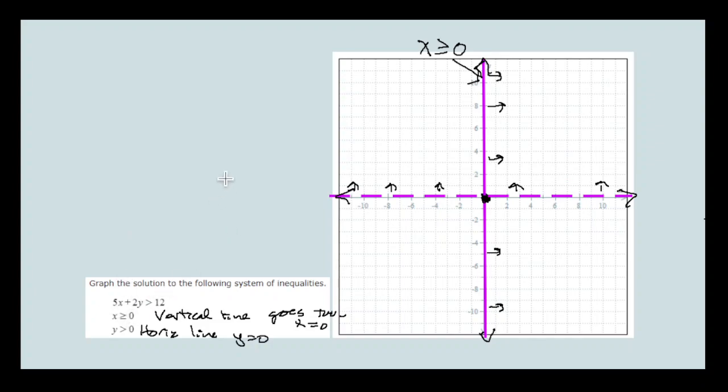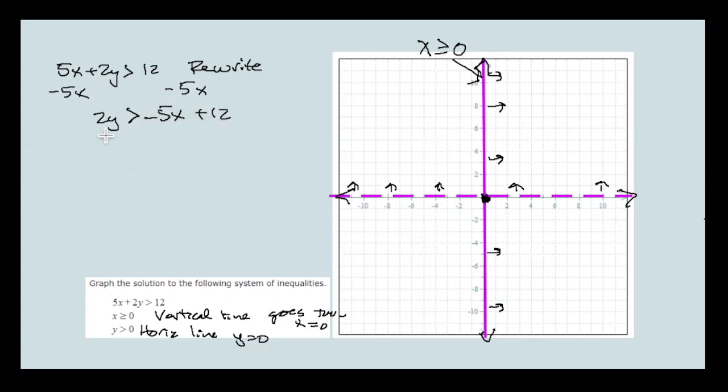All right, and so we got 5x plus 2y is greater than 12. So let's rewrite this in slope-intercept form. First thing we're going to do is subtract 5x. And keep in mind that you might get some weird stuff going on when you do this. So you get 2y is greater than negative 5x plus 12. And then when you divide everything by 2 to get y by itself, you get y is greater than negative 5 halves x plus 6. Well, actually, this worked out pretty decent, right?